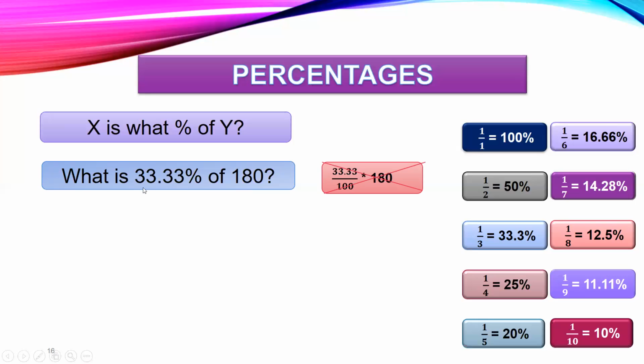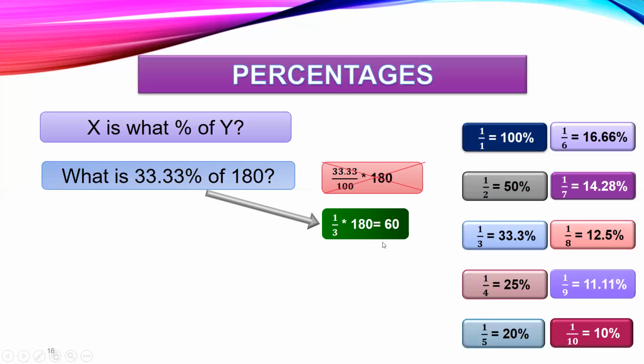So you know that 33.33%, what is 33.33%? It's nothing but 1 by 3. The fraction is 1 by 3. So you can replace 33.33% by 1 by 3. So what do you do? 1 by third of 180. You'll just calculate 1 by third of 180, and that gives you 60. So when you get a question like this to find 33.33% of 180, you can just calculate 1 by third of it.